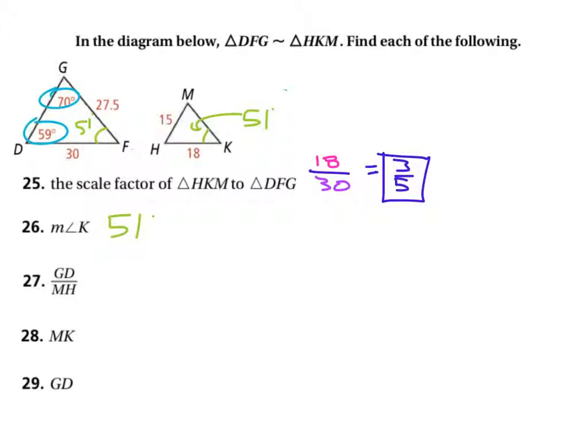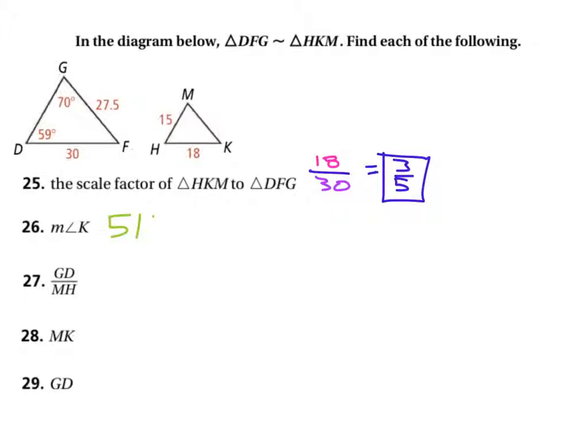Now, we know that the scale factor of these two triangles, small to big, is 3 to 5. For number 27, though, and let me get these marks out of the way, they are asking us, they're saying GD, which is big, to MH, which is small. So now they're going in the other direction. Instead of going small to big, they're going big to small.